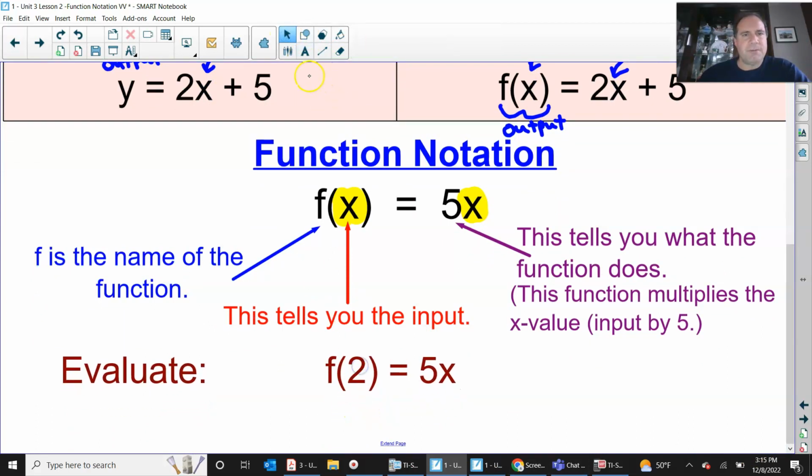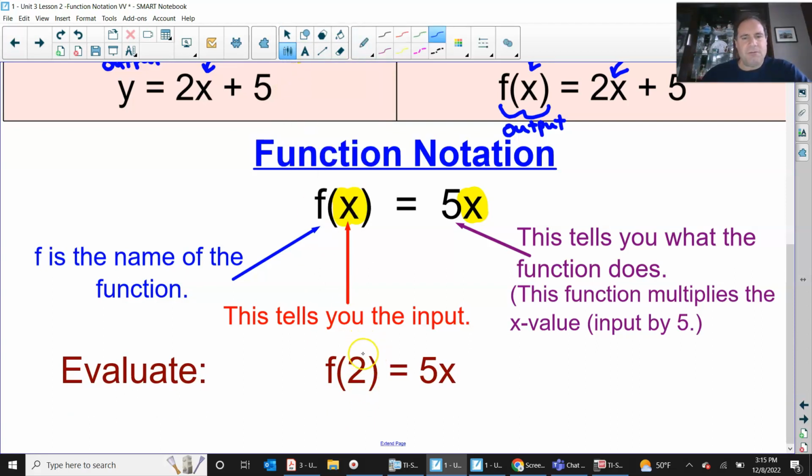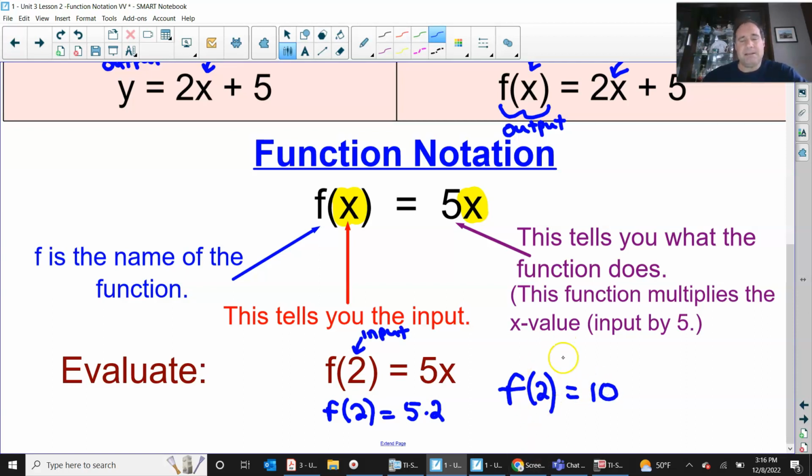So I'm going to move this up just a little bit. Remember, this is the input. When you rewrite this, you write f of 2 equals 5 times 2, and f of 2 equals 10. That means this is the x, and this whole thing is the y.